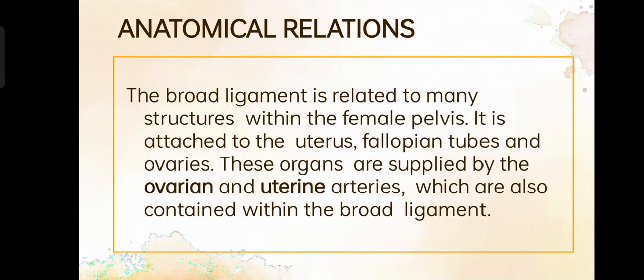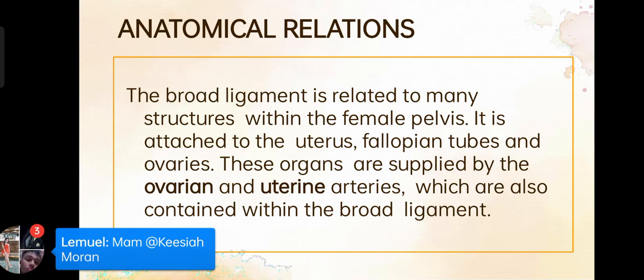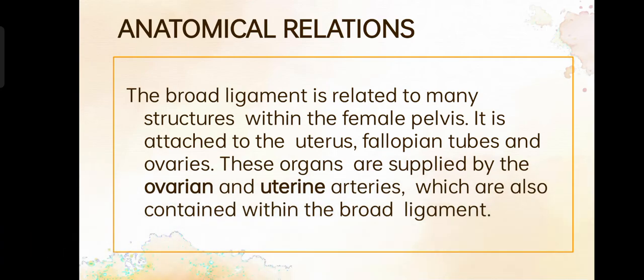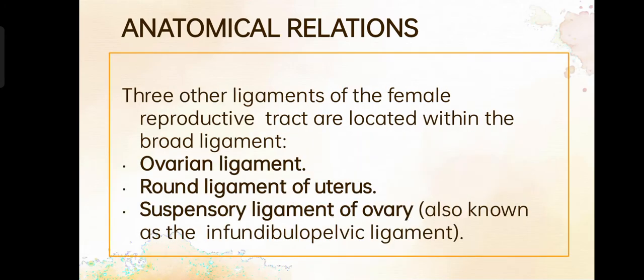So, anatomical relations. The broad ligament is related to many structures within the female pelvis. It is attached to the uterus, fallopian tubes, and ovaries. These organs are supplied by the ovarian and uterine arteries, which are also contained within the broad ligament. Three other ligaments of the female reproductive tract are located within the broad ligament: the ovarian ligament, the round ligament of the uterus, and the suspensory ligament of the ovary, also known as the infundibulopelvic ligament. Gerald Espana will discuss the anatomical relations.